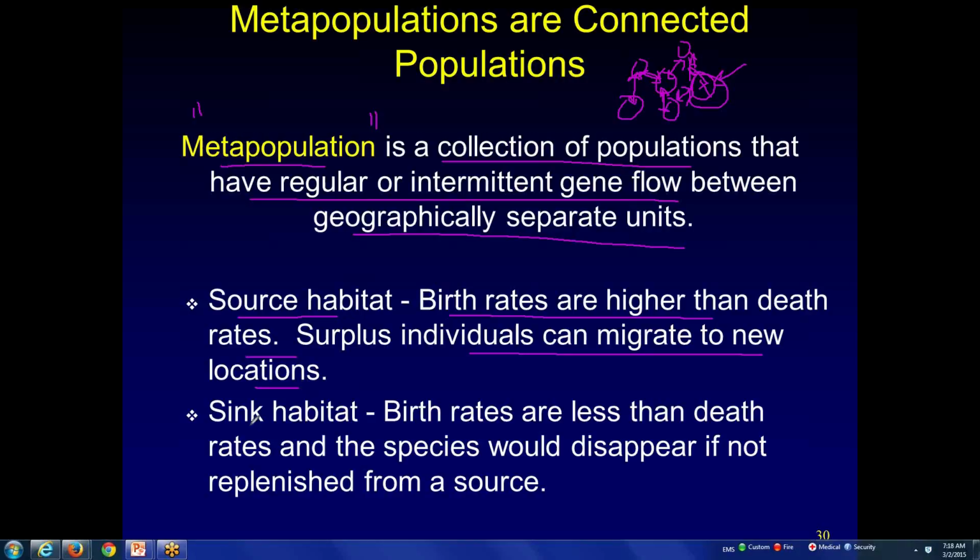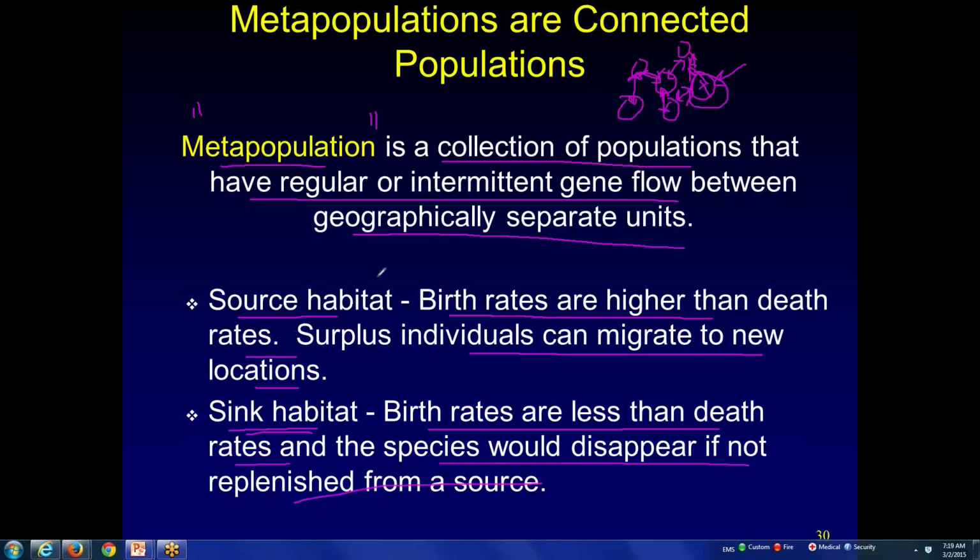And then a sink habitat would be like a small patch of woods a couple miles away from Pisgah, where birth rates are less than death rates, and the species would disappear if not replenished from a source. For example, South Mountain State Park. You guys know about the South Mountains. That's a sink habitat for bears. So bears occasionally do come into South Mountains, but they don't typically stay there permanently.